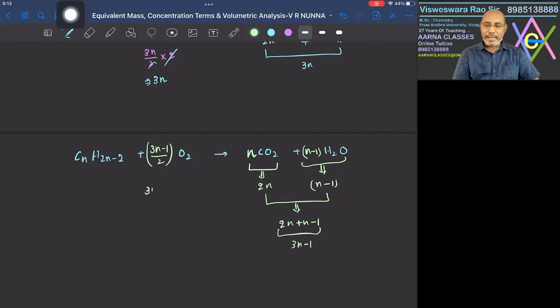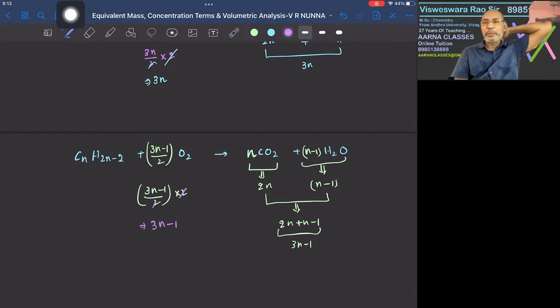So 3N minus 1 by 2 multiplied with this 2, the 2 cancels. How many oxygen atoms will you get now? That is nothing but 3N minus 1 oxygen atoms. You see, this is how you have to balance the general chemical equation.